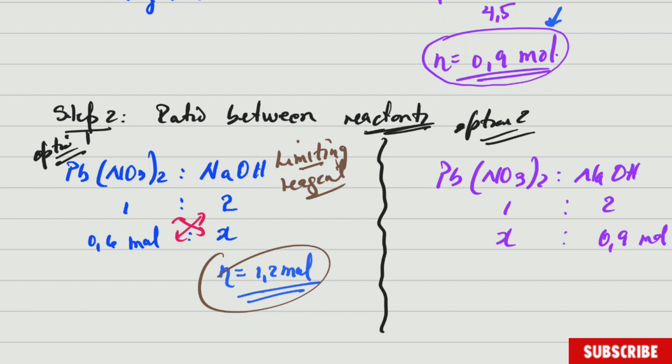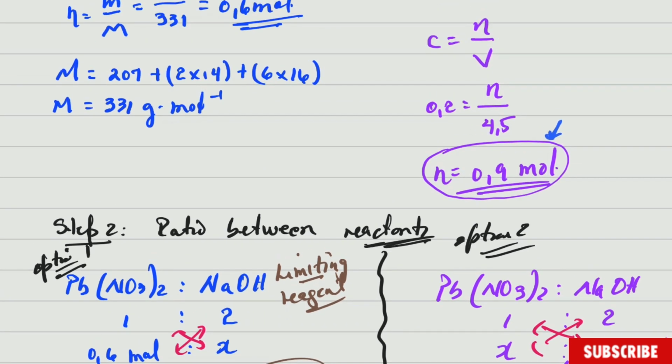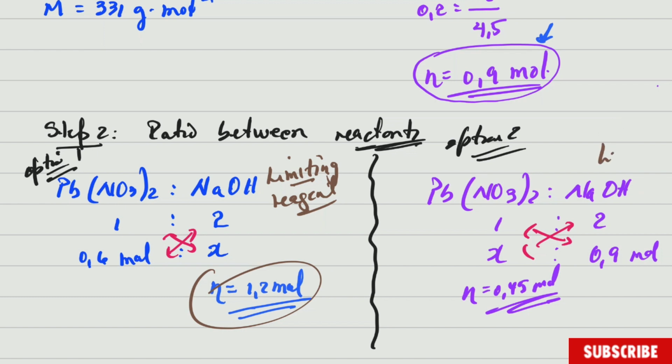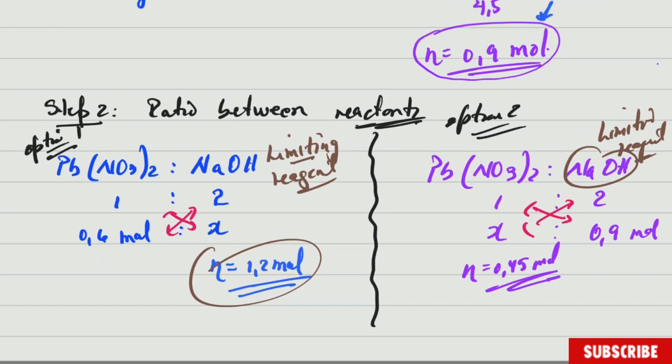So if you do this, same story. You end up doing a cross product here, and when you solve that, you get that the amount of mole needed to use up 0,9 is 0,45 mole of lead, but we actually got 0,6, so we have more than enough. We get the same answer: sodium hydroxide is the limiting reagent. So now we know which one is the limiting reagent in this question.